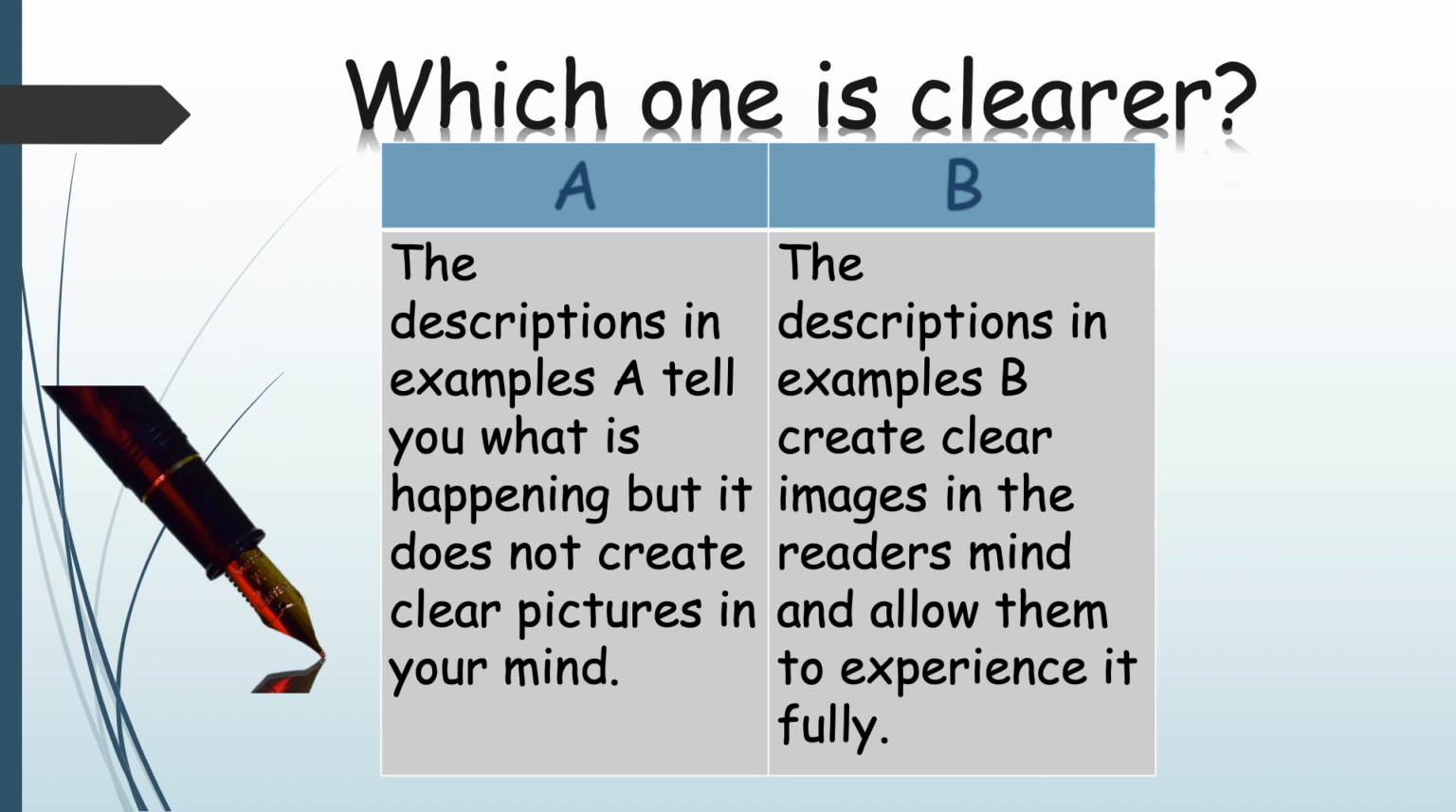Which one is clearer? Is it the examples A or the examples B? The descriptions in examples A tell you what is happening, but they do not create clear pictures in your mind, while the descriptions in examples B create clear images in the reader's mind and allow them to experience it fully.